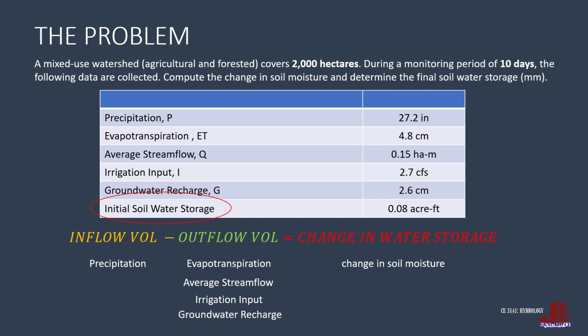The last input in the table, which is initial soil water storage, is not a part of the equation. This parameter shows the current moisture of the soil prior to the storm.